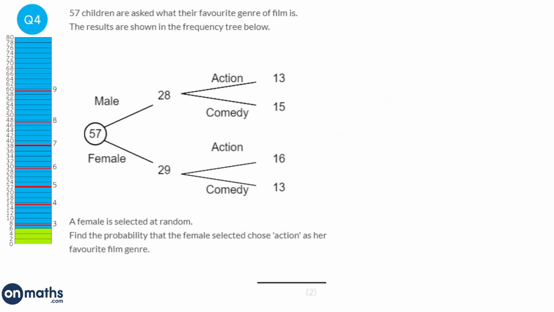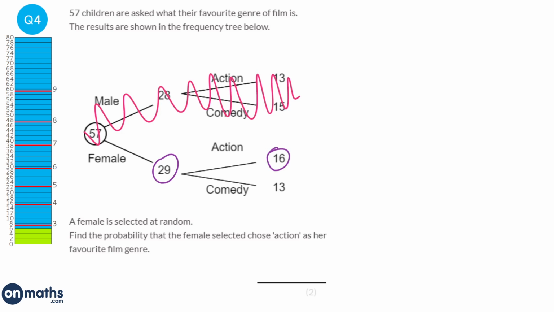The important thing to realise in this question is that we know a female has been selected, so we can just basically get rid of all of this part of the frequency tree because it's not relevant, because we know a female has been selected. So there's 29 females altogether, and we're looking for the probability that the female chosen at random picked action. So it's just simply 16 over 29.